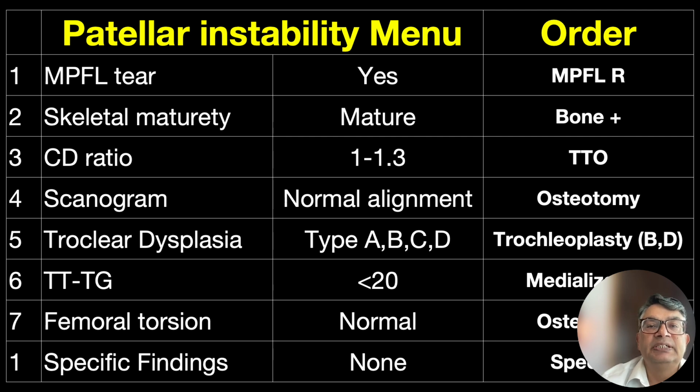If there is an MPFL tear, I suggest MPFLR. If there is skeletal immaturity, bony procedure is not done; if skeletally mature, bony procedure can be done. If patella alta or baja, tibial tubercle osteotomy. In scanogram, if there is a varus or valgus malalignment, osteotomy has to be done. If there is a trochlear dysplasia, trochleoplasty. For TTTG distance, medialization or lateralization. Femoral torsion, and if there are any specific findings, then I do a specific treatment.